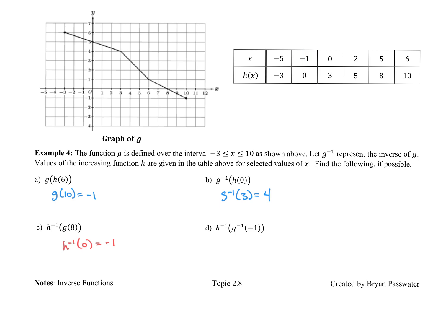All right, and so now this last one, we're finding h inverse of g inverse of -1. And so the first thing we're going to do is find g inverse of -1. And so what am I looking for when the y value of g is -1? And so what is g inverse of -1? 10. And so now we're needing to find h inverse of 10. And so there I need to look for what? When the y value of h is 10. And so when is the y value of h 10? At 6.